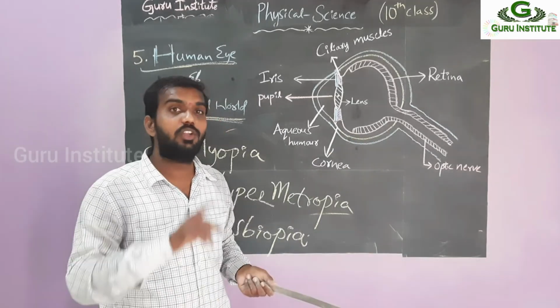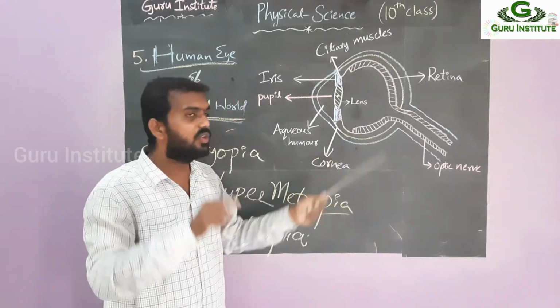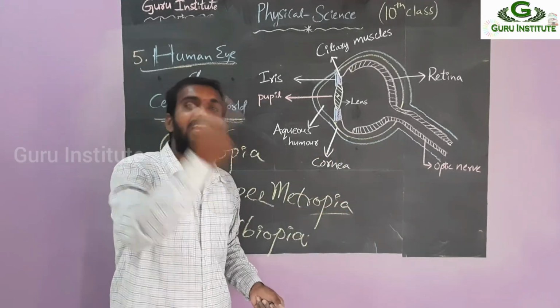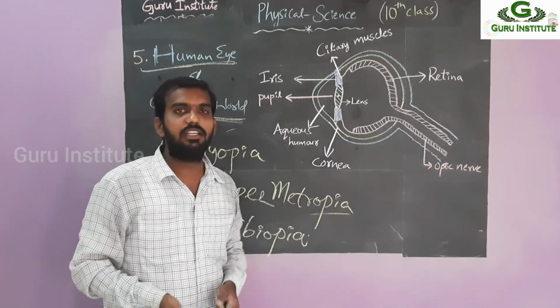How can you change it? You can't change the lens, you can't change the retina. Instead of that, we can use in front of our eye another lens, either concave or convex. Then we can correct that defect.